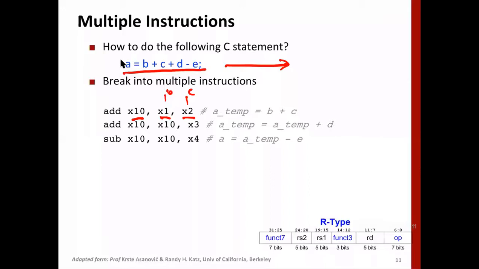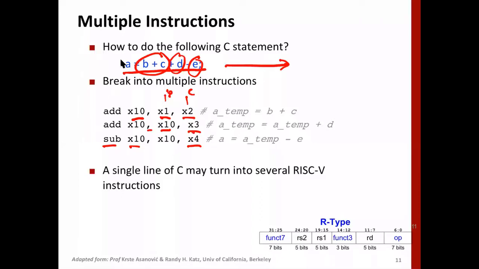All right, so what is the next thing? Now B and C addition is done, so we need to add D, right? To the contents of x10, which is the addition of B plus C, we add x3, which contains the value of D, and then move the result to x10. The next step is minus E. So we subtract from x10 the value of x4, and x4 is mapped to E. Okay, so it's very simple.